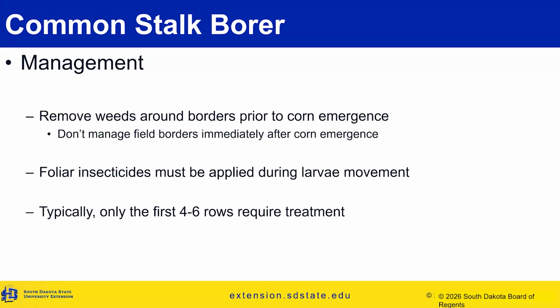One of the issues is we do have to catch these when they're moving and they're not already down in the whorl. So we do put out degree day estimates based on that to help everybody each year try to figure out when this is going to be active. But like I said, typically 4 to 6 rows is all that needs to be treated.